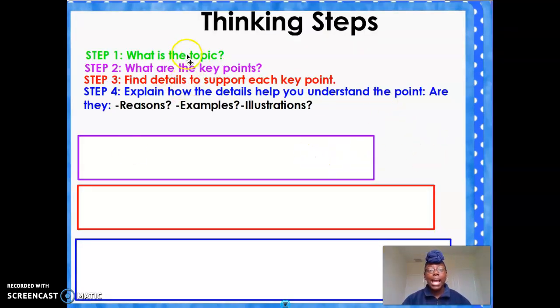So now we have the topic. We're going to go back to our thinking steps. We have our topic, and that topic is Ruby Bridges. Now we have to think about a key point. So what is a key point from this page about Ruby Bridges?